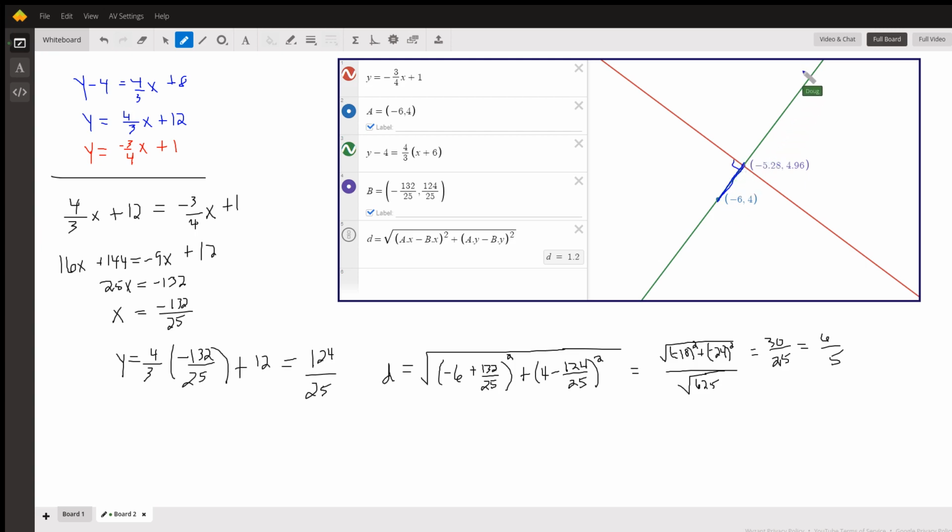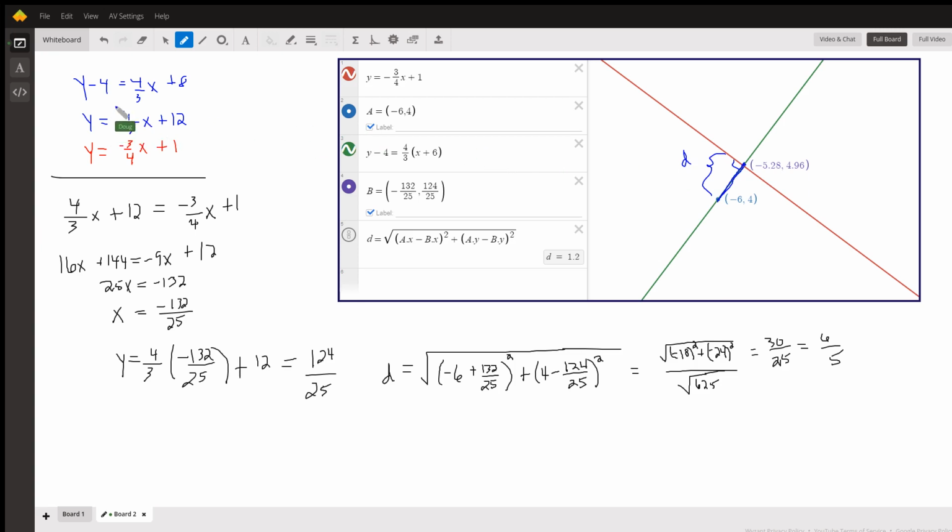So if we could write the equation of this green line, which is perpendicular to the red line, passing through negative 6 comma 4, find the point of intersection of those two lines, then use the distance formula to find this distance. That's how you would do it if you didn't know the formula.